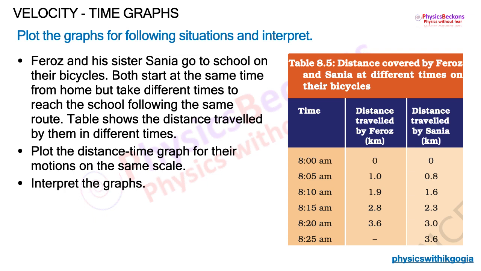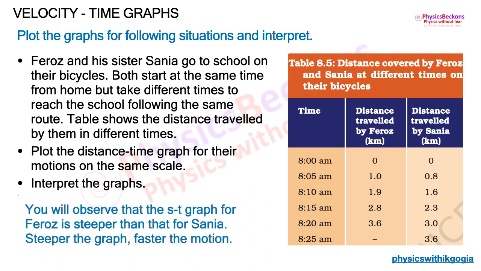As you can see, Firoz reaches the school earlier and Sania takes 5 extra minutes to reach the school. So Firoz is driving faster, his speed is larger. The distance time graph for Firoz will be steeper. Remember, the steeper the graph, the faster is the motion, the larger is the speed. Here are some problems for practice.